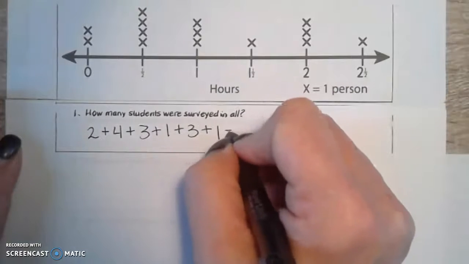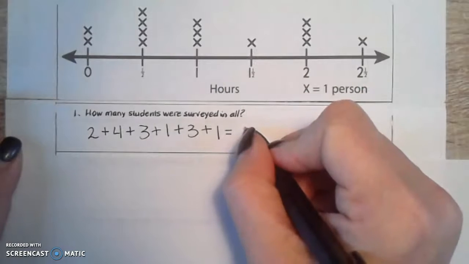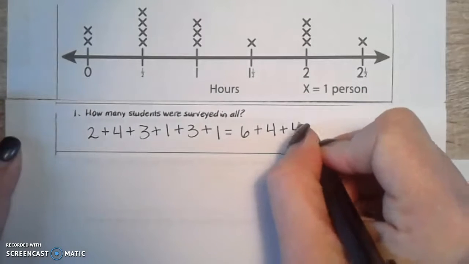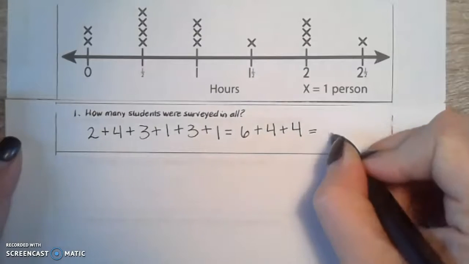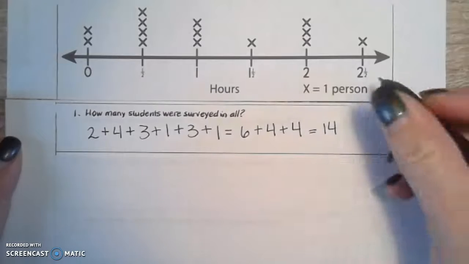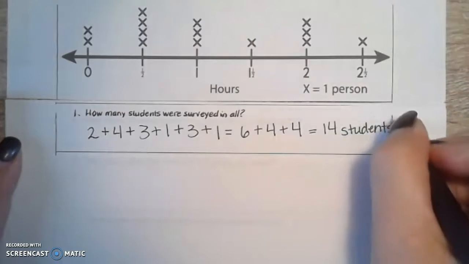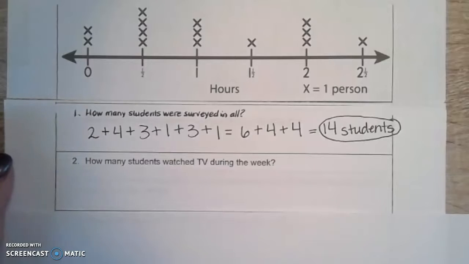And 1. So then I would just go ahead and add those up. So 2 plus 4 is 6, plus 3 plus 1 is 4, plus 3 plus 1 is 4 again. And if I make that easy, 6 plus 4 is 10, plus another 4 would be 14 students. So I know for this survey that they actually surveyed 14 students because that's how many X's were in my line plot graph.